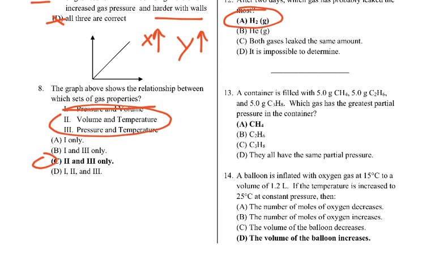Getting to 13. A container is filled with 5 grams of methane, 5 grams of C2H6, which is ethane, and 5 grams of C3H8.